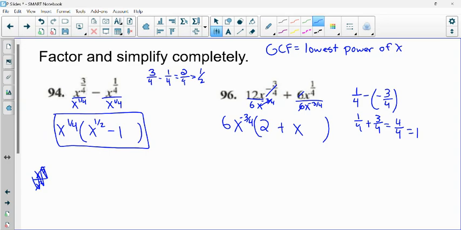Now, the only thing we want to finish up or tidy up is, remember, we can't leave negative exponents. So the 6 really has a positive 1 as the exponent, so that can stay up top. This parentheses of 2 plus x has a positive exponent really on the end. And so the base of x that has that negative exponent is just going to move to the bottom. So I have x to the positive 3/4 on the bottom.